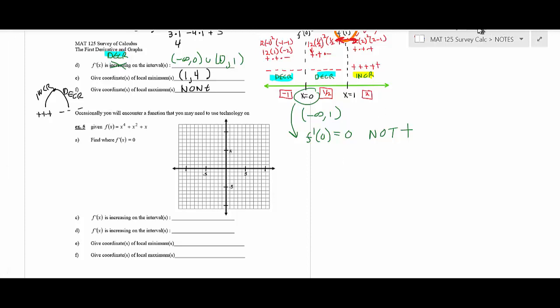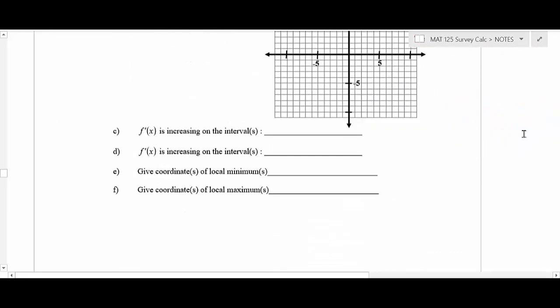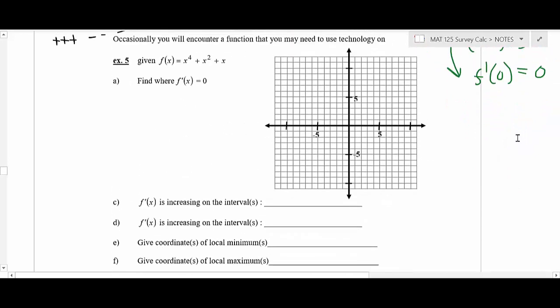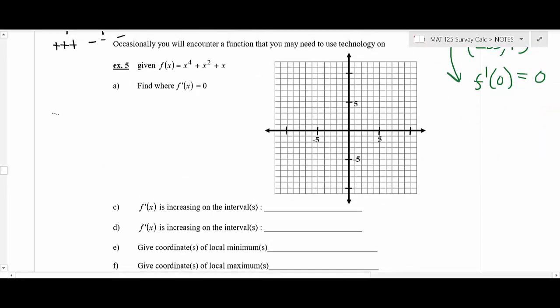With this one, let's go ahead and do this function. Let's start by doing the critical numbers like we've been doing. So start with your derivative.